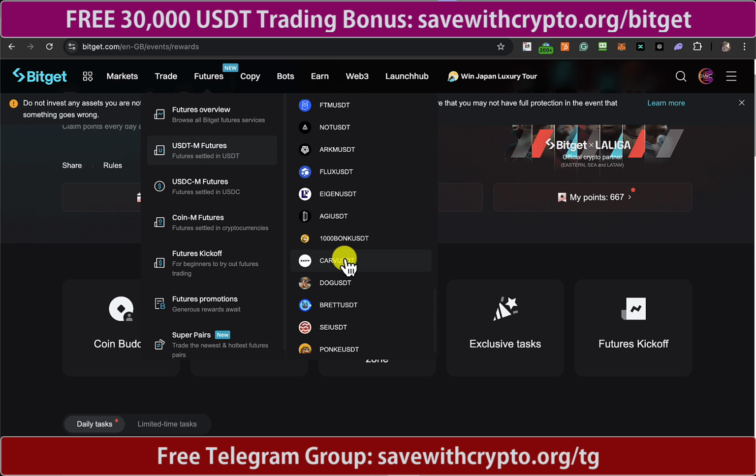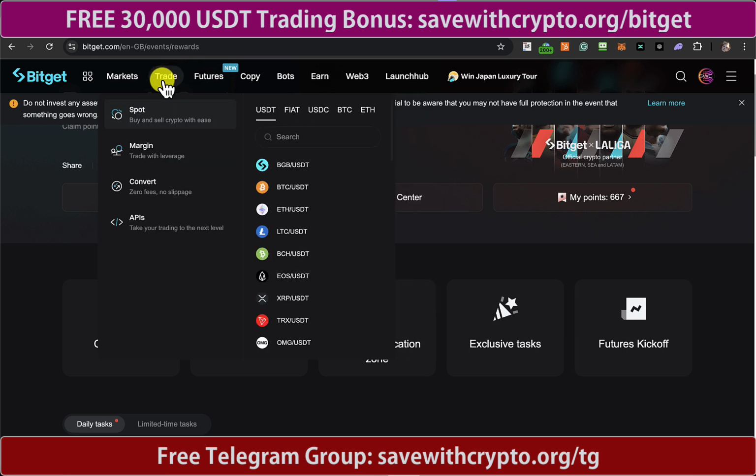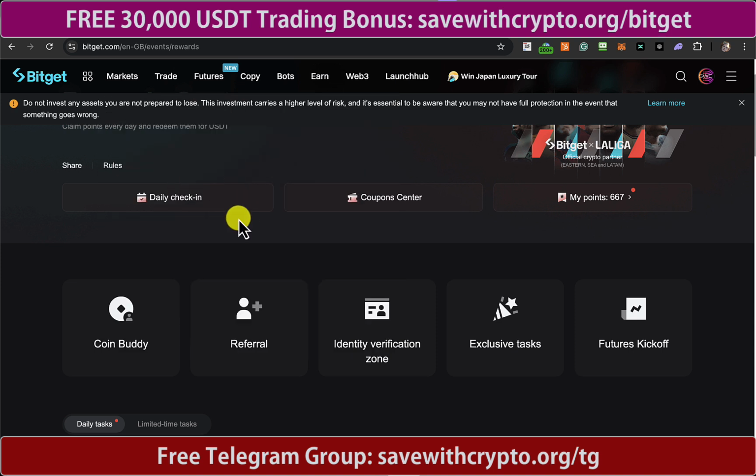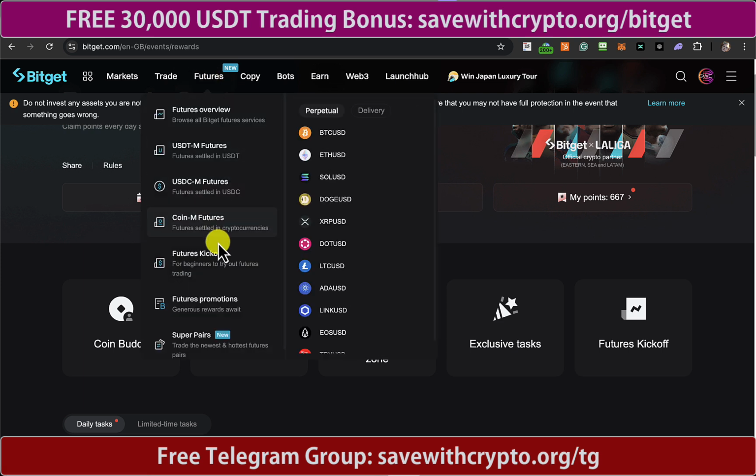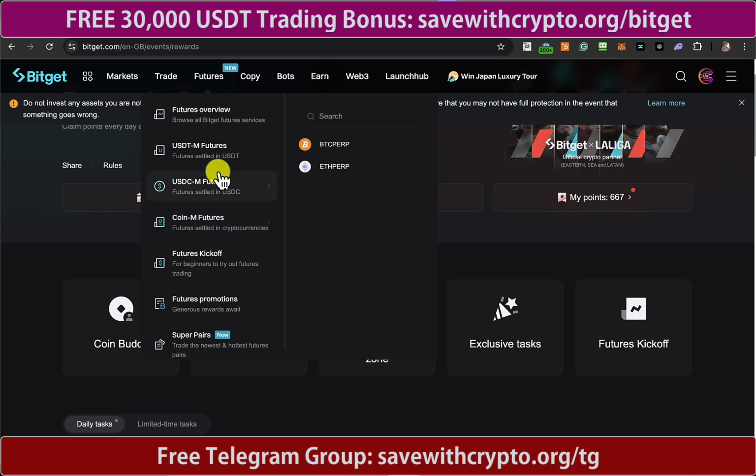If you want to buy Popcat, what you need to do is to go to trade and go to spot there, and that's where you can buy Popcat, or you can buy EOS or XRP or whatever you want. So it makes sense in a bull market to trade the coin M futures, okay? And then in a bear market, it makes more sense to do USDT-M futures.